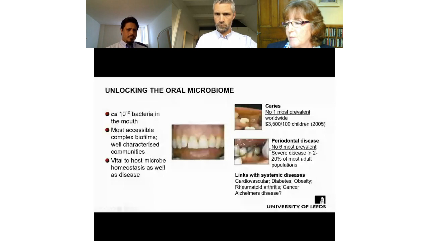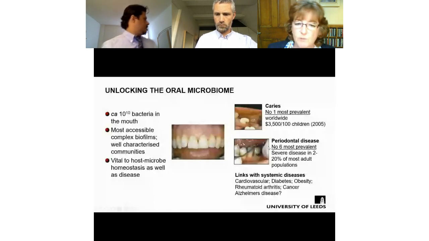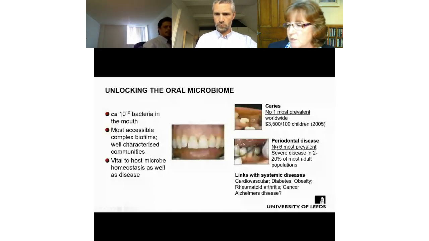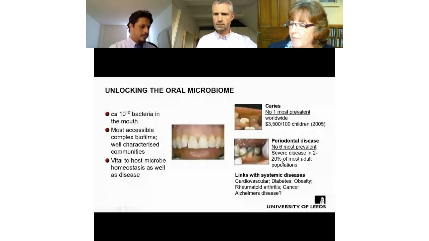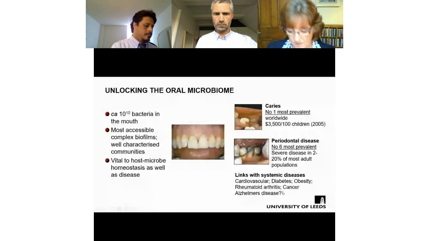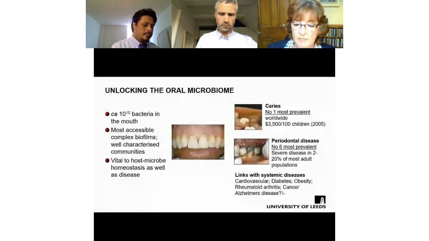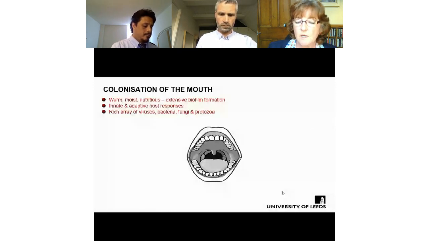Periodontal diseases come sixth on that list, and about 300 million people across the world are affected by periodontal disease at one time. And we're also seeing increasingly links between periodontitis and systemic diseases such as cardiovascular disease, diabetes, rheumatoid arthritis, all of which Arne mentioned a little bit earlier, and which I'm going to be talking about again a little bit later.